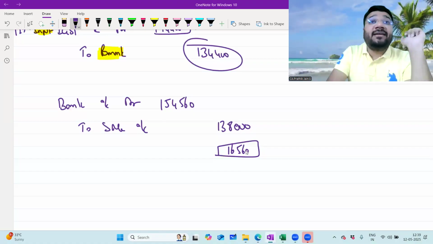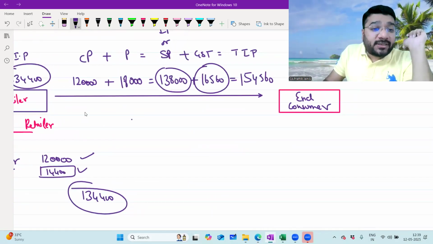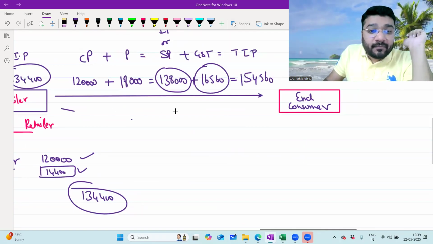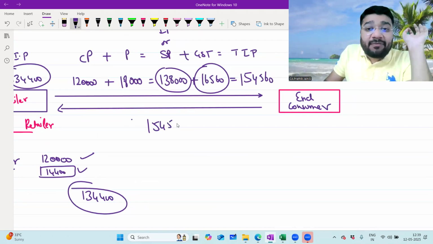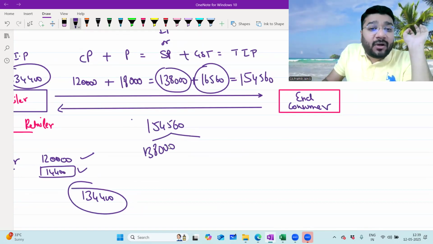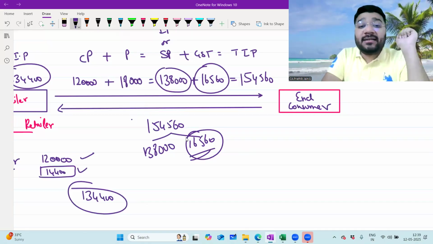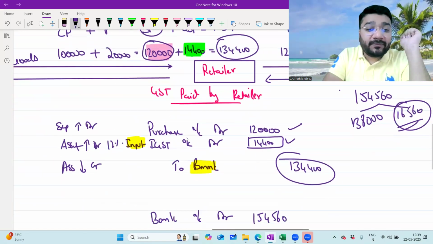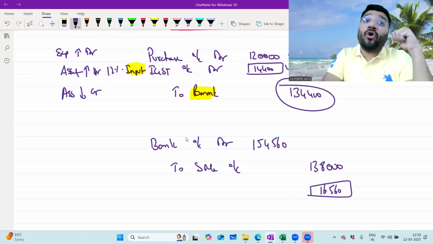Sir, it is GST money. This is the GST paid by the end customer to us. So the end customer is paying you 1,54,560. In that, he has enjoyed goods worth 1,38,000. An extra 16,560 is the tax he is paying from his pocket. Any problem here?